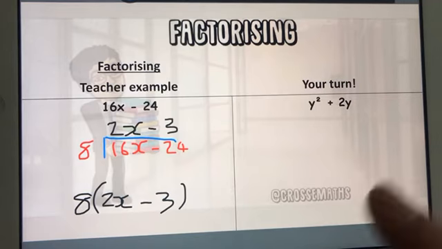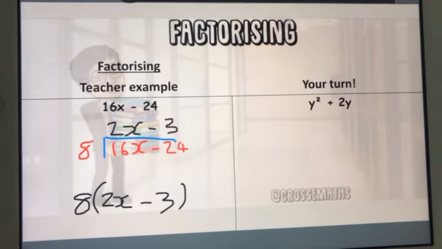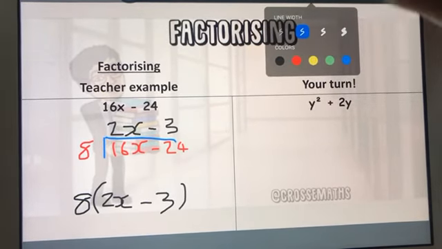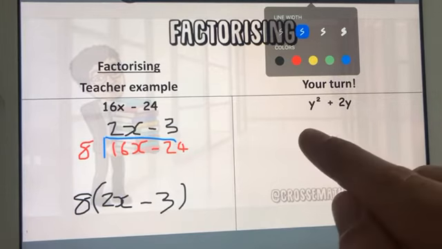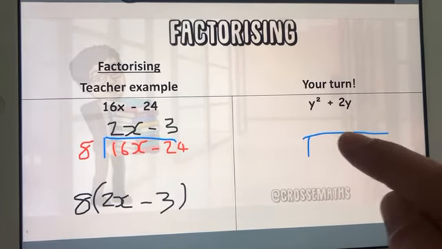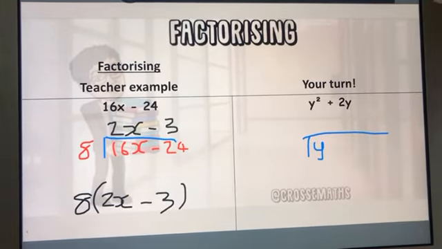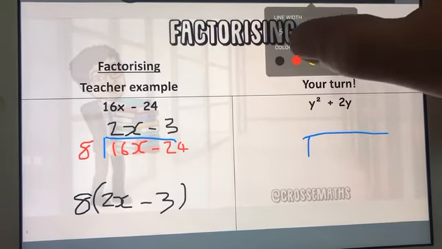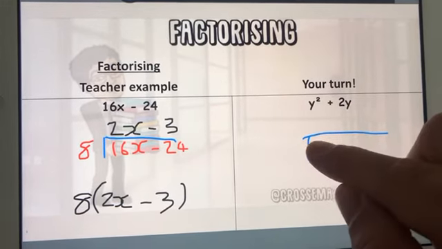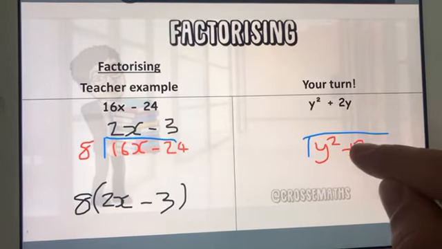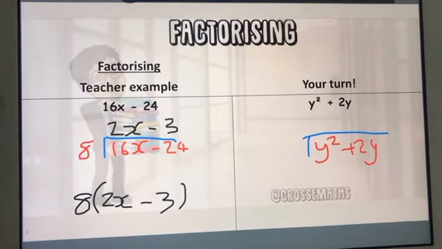Right guys, so I'm going to go through this one on the right hand side. If you're still going, keep going, just ignore me. If you're waiting for me, have a look. Okay, so what we've got is this bit underneath the bus stop. So I've got y squared plus 2y.